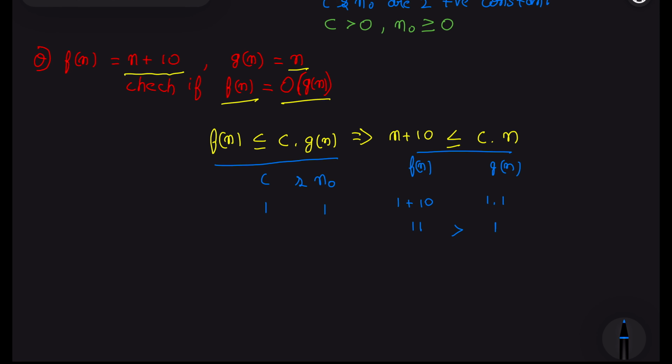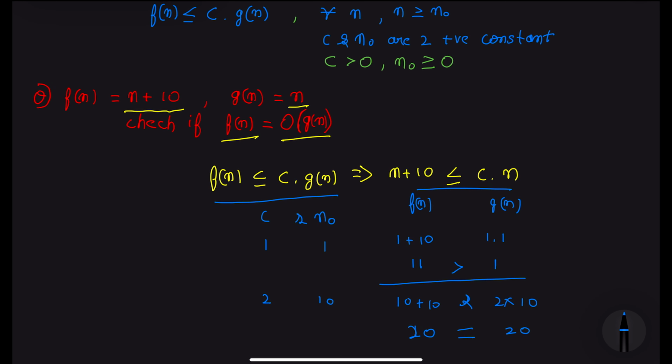Now we can take the value of c as 2 and the value of n naught as 10. So here if we see, f(n) will become 10 plus 10 and c into g(n) will become 2 into 10. So in this case this will be equal. So this will become 20 and c into g(n) will also become 20.